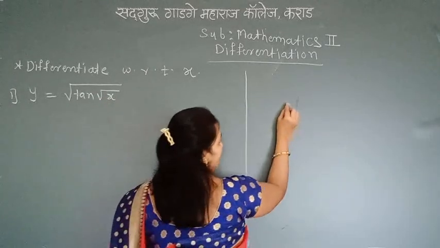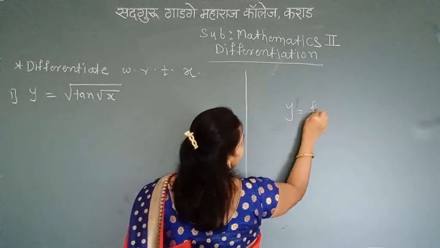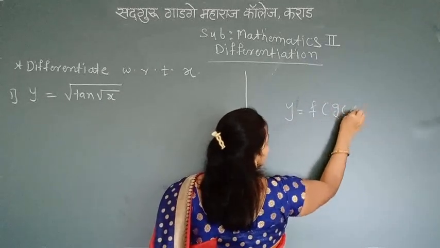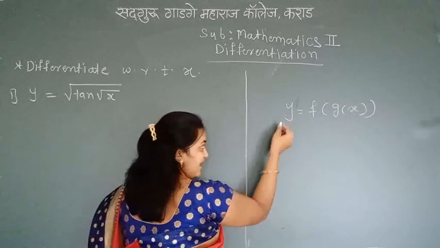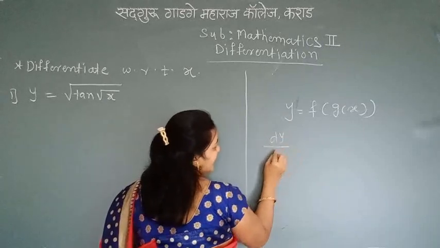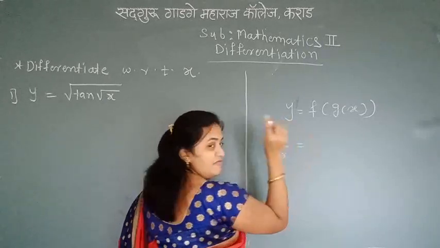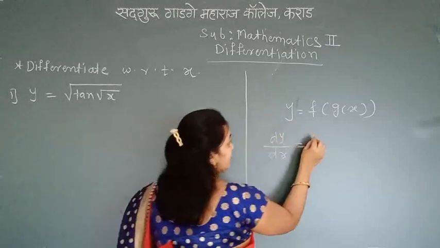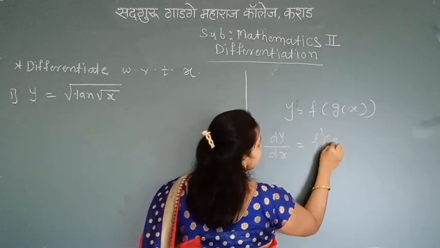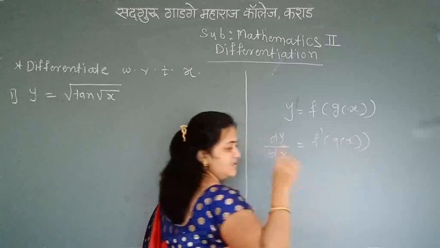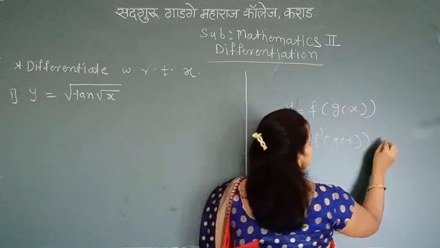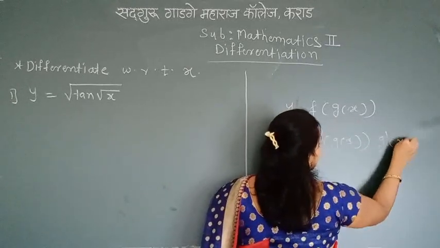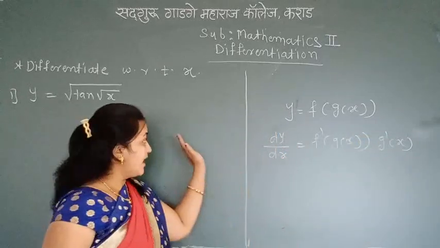What is the composite function theorem? y is equal to f of g of x. So we can find the derivative: dy by dx is equal to first the derivative of f, so f dash of g of x, and then the derivative of g, g dash of x. So this is your theorem. The same rule we can apply here.